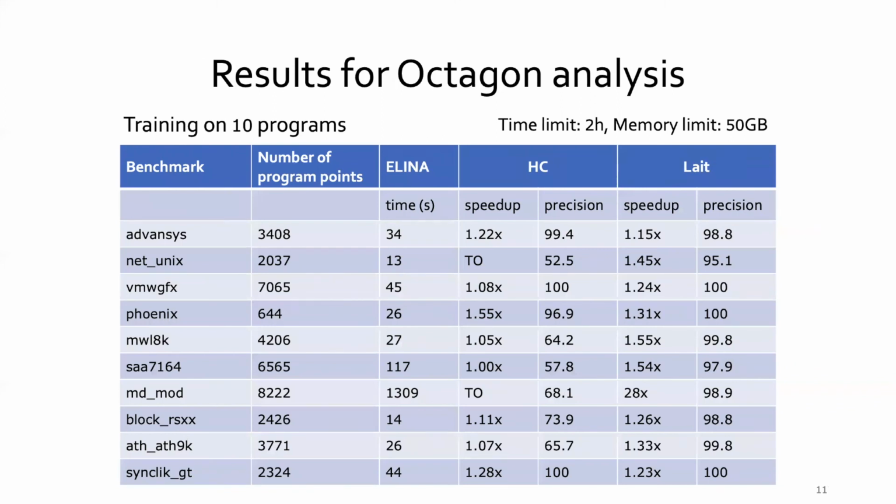We also evaluate Lait on Octagon analysis. We train on 10 programs and present the results for the 10 testing programs. Even though ELINA's Octagon domain is already very fast on most benchmarks, Lait is still able to achieve an average of 1.3x speedup with close to original precision. On the contrary, HC does not maintain precision well. For the MD mode benchmark, where ELINA spent more than 1300 seconds, Lait achieves 28x speedup as its approximation makes the analysis converge faster.